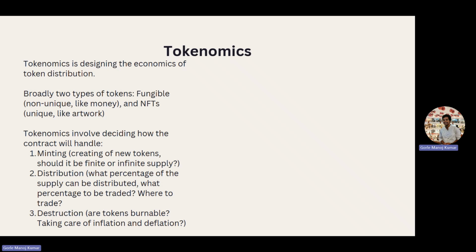Good. So let's talk about tokenomics. How many of you have come across this term tokenomics used anywhere? It is basically two words mixed together, right? It's tokens and economics. So it is basically what it implies. It is the process of designing an economics for a token distribution.